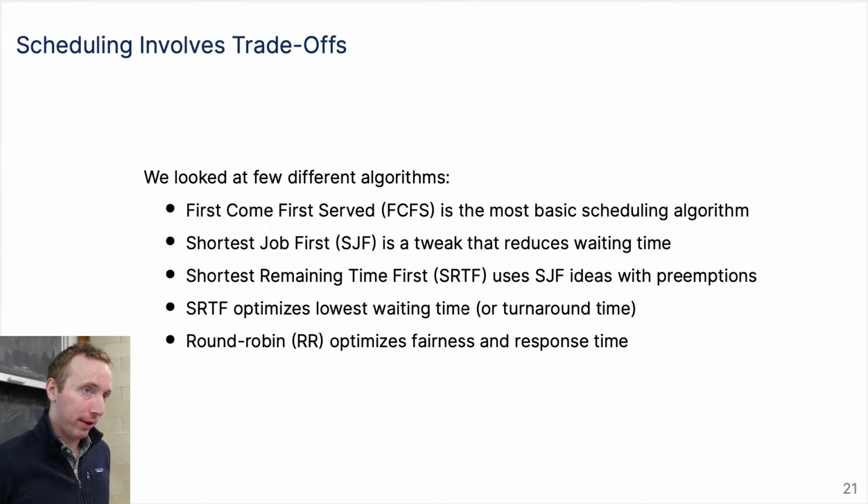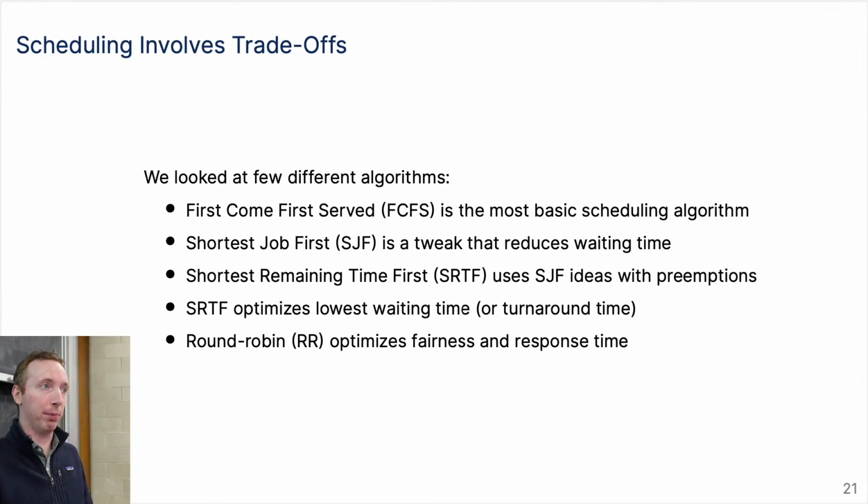So scheduling does involve a bunch of trade-offs. Today is the basic scheduling. We'll get into fun stuff next lecture. I guess it's tomorrow. But we looked at a few. There's first come, first serve, most basic, stand in line at the food truck. Shortest job first, which is a tweak to provably reduce the average waiting time. And if you allow processes to be preempted, you could tweak it so that you have shortest remaining time first, which again optimizes the lowest waiting time. You also might see it called turnaround time, so total time from when it starts to when it finishes. And then we saw round robin, which tries to optimize fairness and response time.